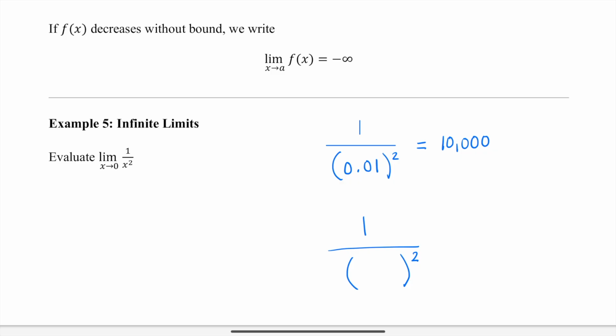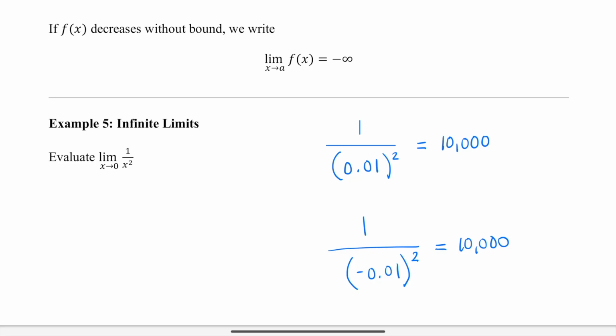Now, let's choose a number on the left of 0, say negative 0.01. 1 divided by negative 0.01 squared is also 10,000. And imagine if I chose a number even closer to 0 than negative 0.01, then this number gets even larger.